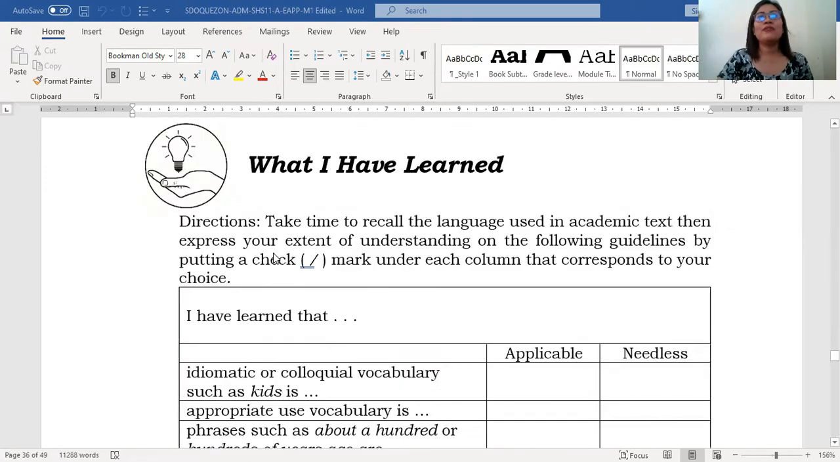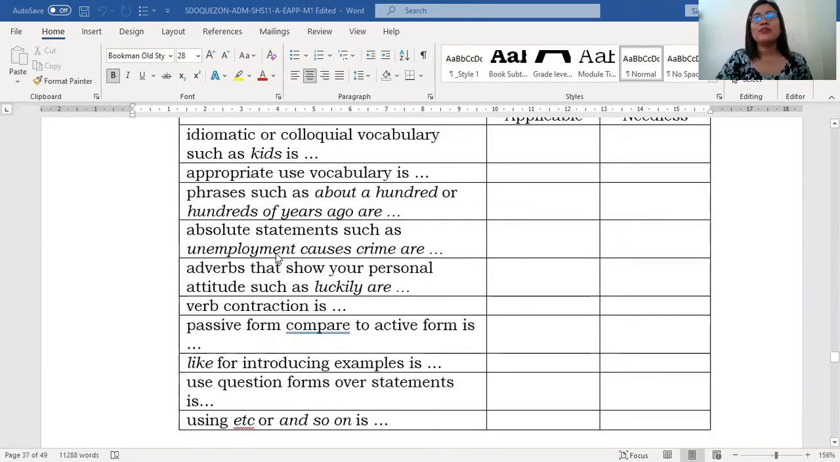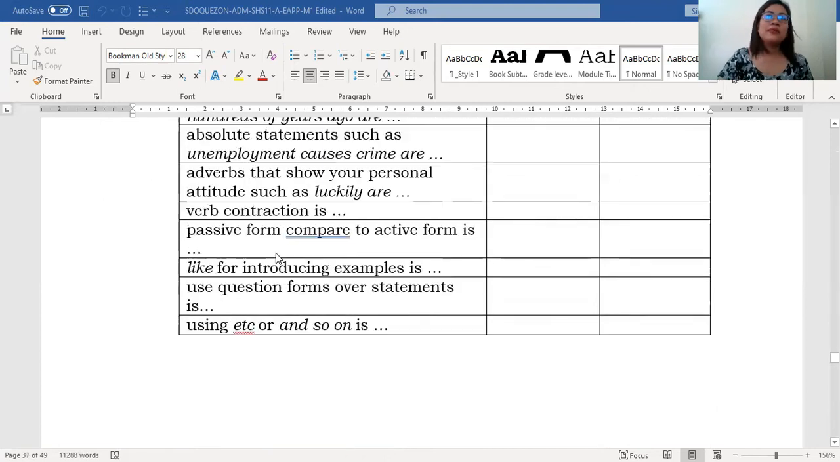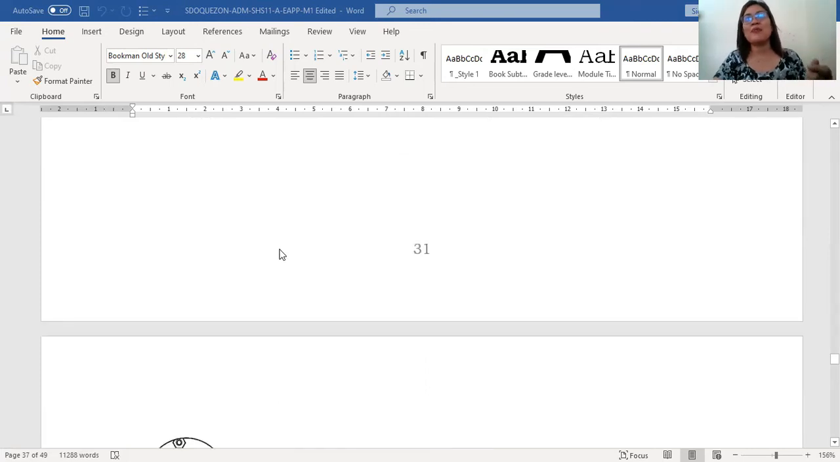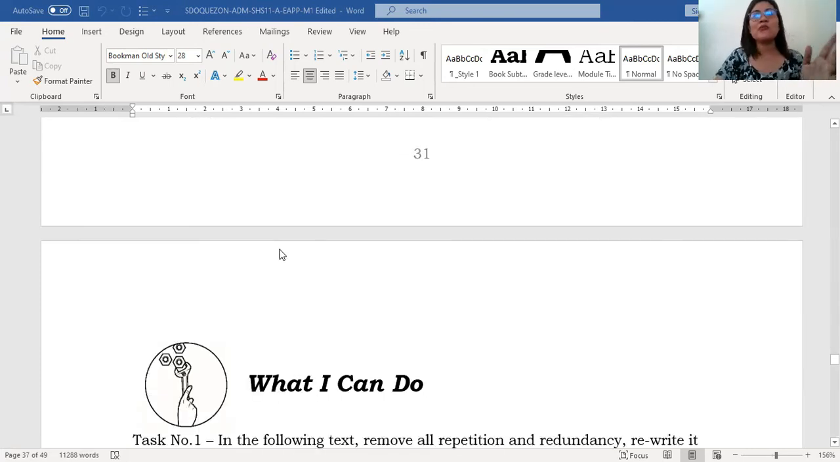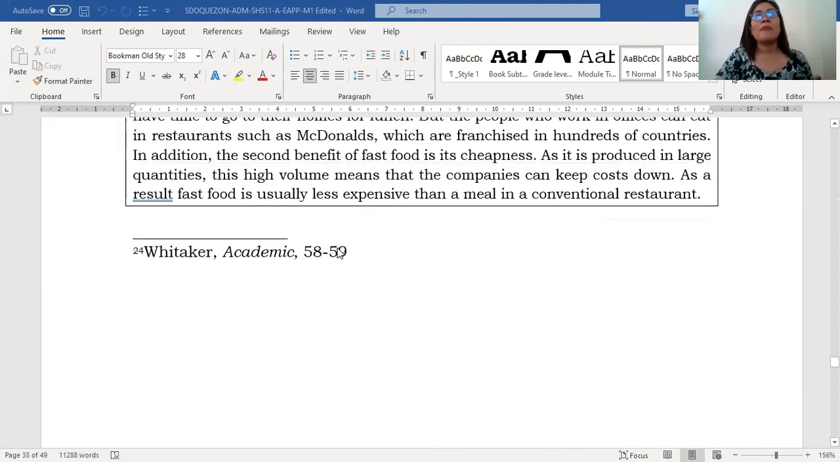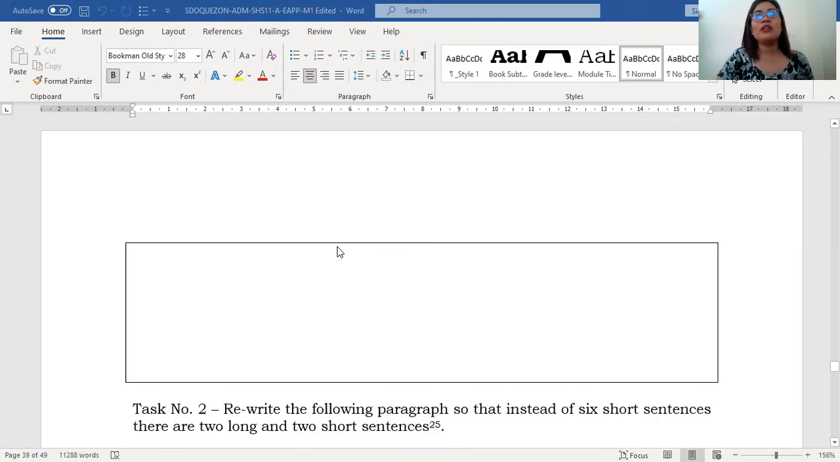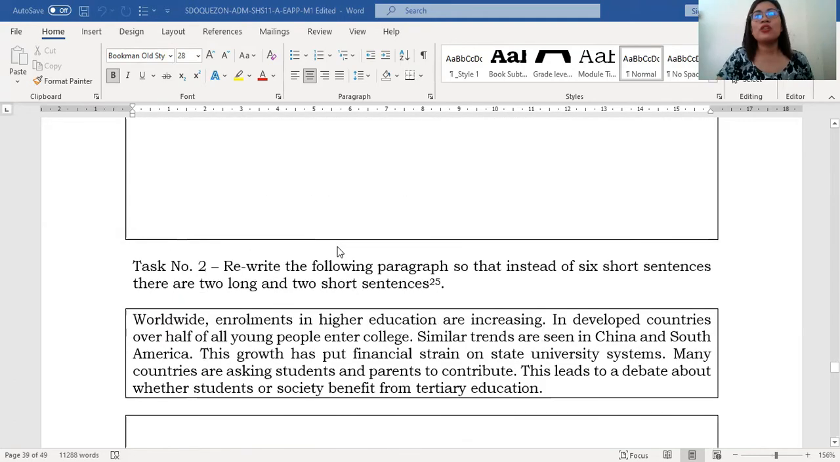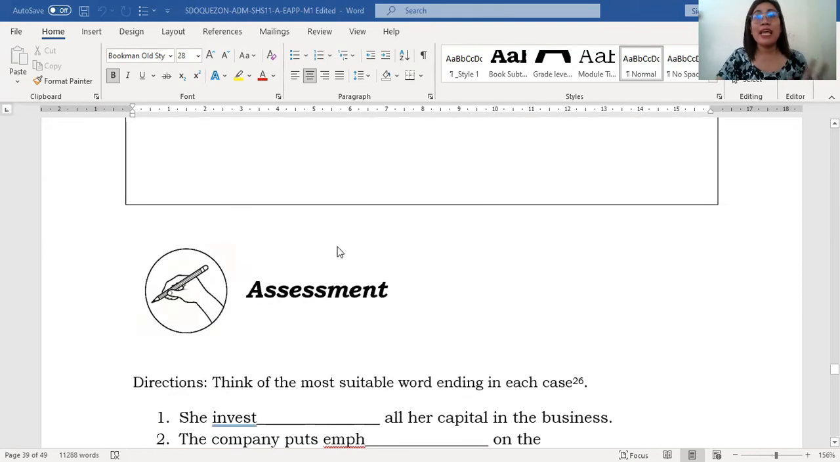For what I have learned, I don't think I have included this because you have one part which you will be telling me what you have learned in this particular module. So I didn't include that anymore. Okay, so I guess that would be all for module 1 of EAPP.